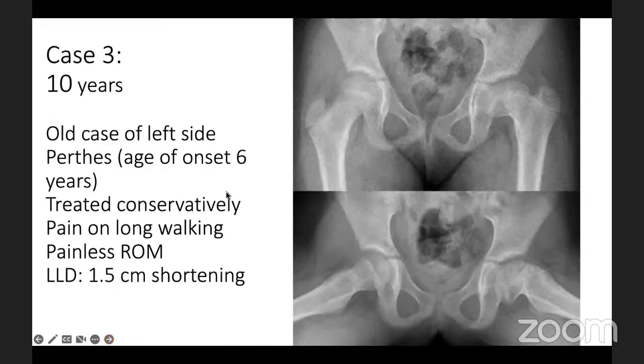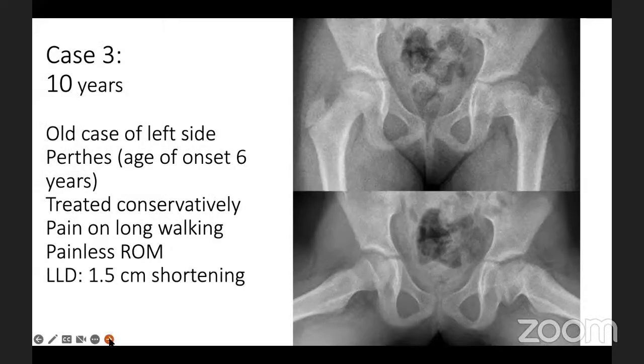So this was the case given to me. A 10-year-old child, an old case of left-sided Perthes disease. Age of onset was 6 years, and the child was treated conservatively. The child has pain on prolonged walking. However, the range of motion is painless, and the child has shortening of 1.5 centimeters.